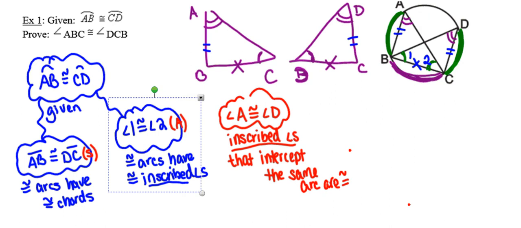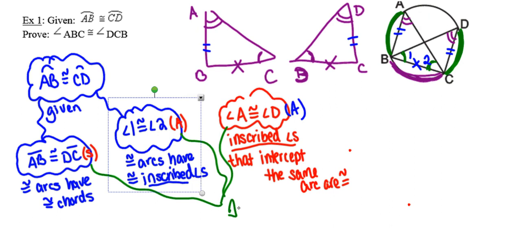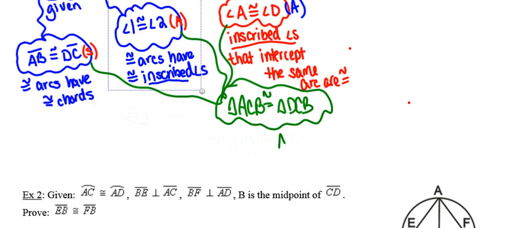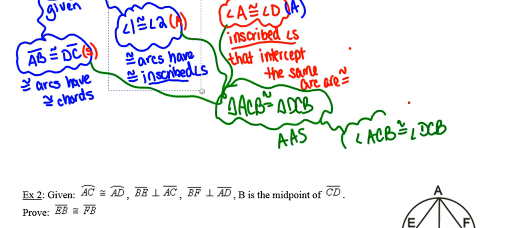So at this point, I've talked about a pair of congruent sides. I've talked about two pairs of congruent angles. Now I'm all set to go ahead and conclude that those triangles must be congruent. So triangle ACB must be congruent to triangle DCB, and that's by angle, angle, side. And once the triangles are congruent, it follows that all their corresponding parts must be congruent. So angles ACB and DCB must be congruent by CPCTC.